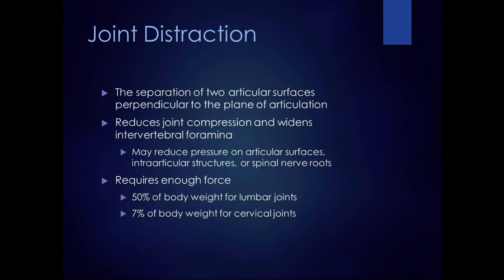So joint distraction requires enough force in order to do it. When we're talking about lumbar joints, we're talking about 50% of body weight. So if you weigh 150 pounds, you want to get up to 75 pounds of traction force in order to distract the lumbar joints. Cervical joints are smaller, obviously, and we're talking about 7% of body weight for cervical joints. So much less. Traction units have a nice little safety setting. If you put it on the cervical setting, you can't go over a certain pressure, certain mechanical force. If you set it on lumbar, you can go a little bit higher.